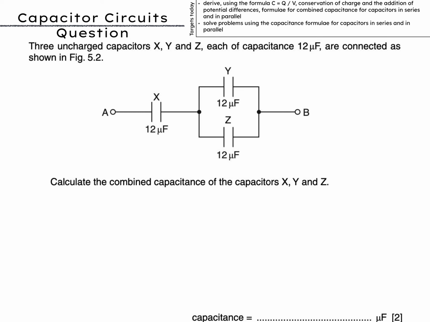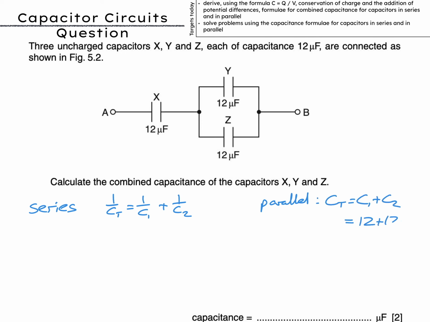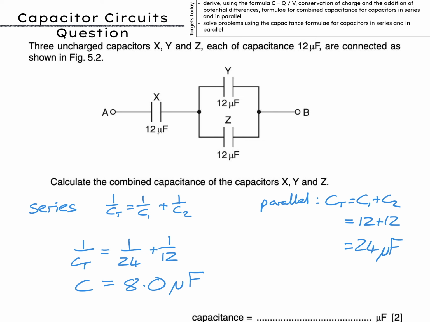Next, we have a relatively simple question to calculate capacitance. You just need to remember the formulas which are reversed from resistors. So the 2 in parallel give a total capacitance of 12 plus 12 equals 24 microfarads. Then that in series with another 12 microfarads, so 1 over C equals 1 over 24 plus 1 over 12, giving us 8.0 microfarads.